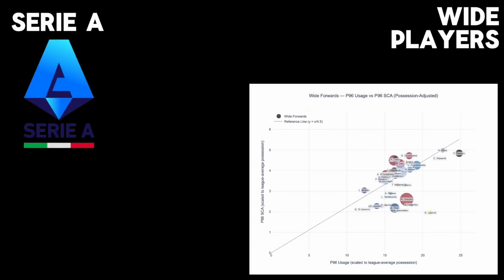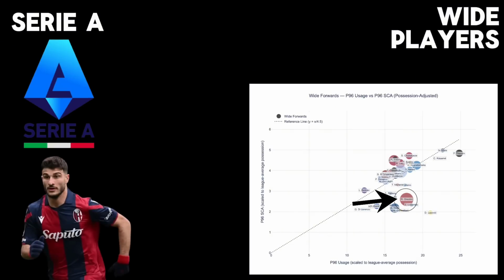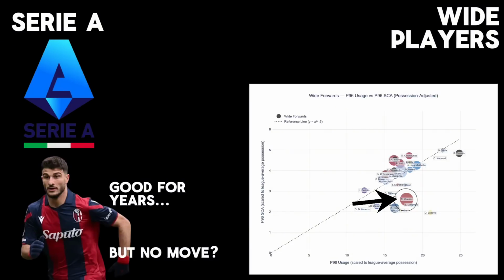Now let's move to Italy. Here are the wide players. Most of the names you know are above the line, with one exception, Riccardo Orsolini. I've always wondered why he hasn't made a move to a bigger team in Italy, and it may be because he's a sink for the ball, far more so than other wide players. Yes, Orsolini puts up good counting stats, but he's draining Bologna's possessions to do it.